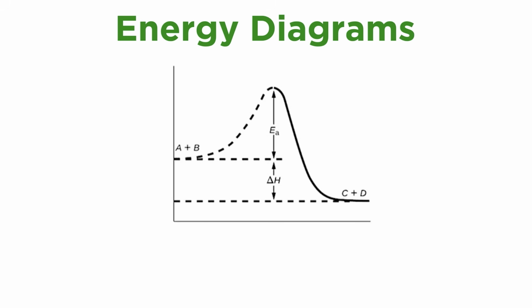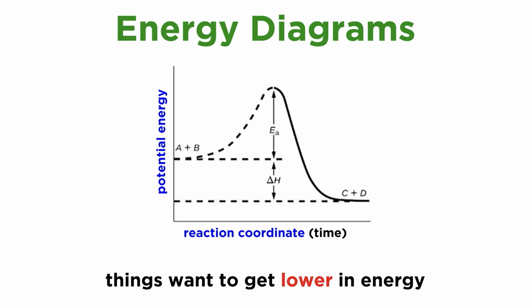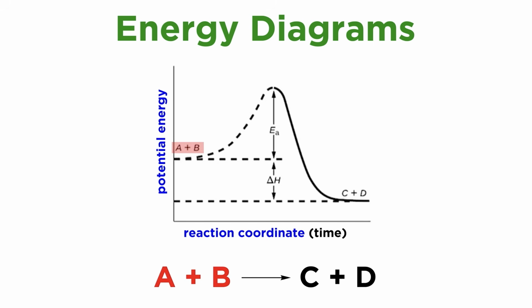On an energy diagram, the horizontal axis is the reaction coordinate, or essentially just time, and the vertical axis is potential energy. Molecules are always reacting in such a way so as to allow the system to go lower in potential energy. So to put it simply, things want to go down. On the left, we have reactants.